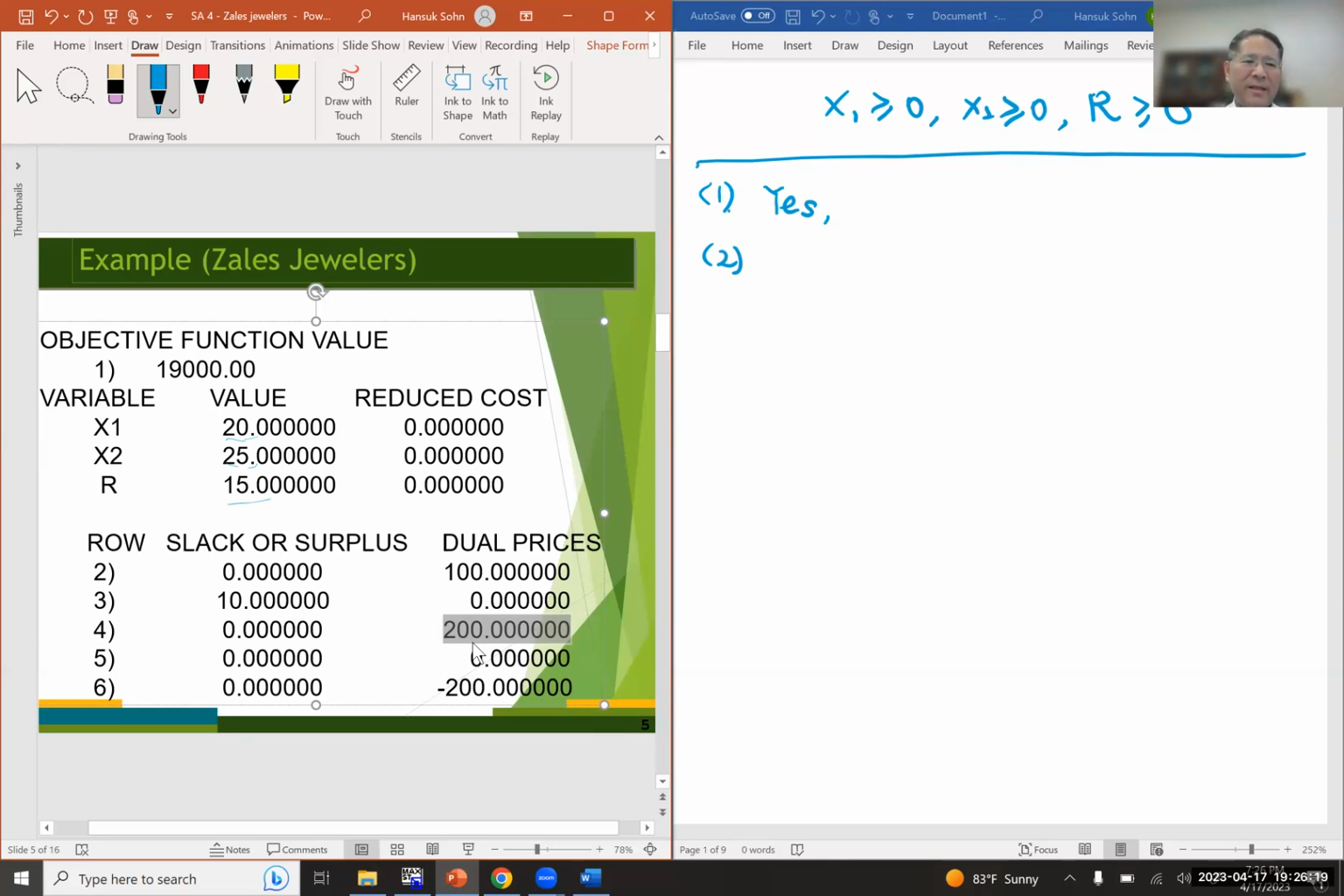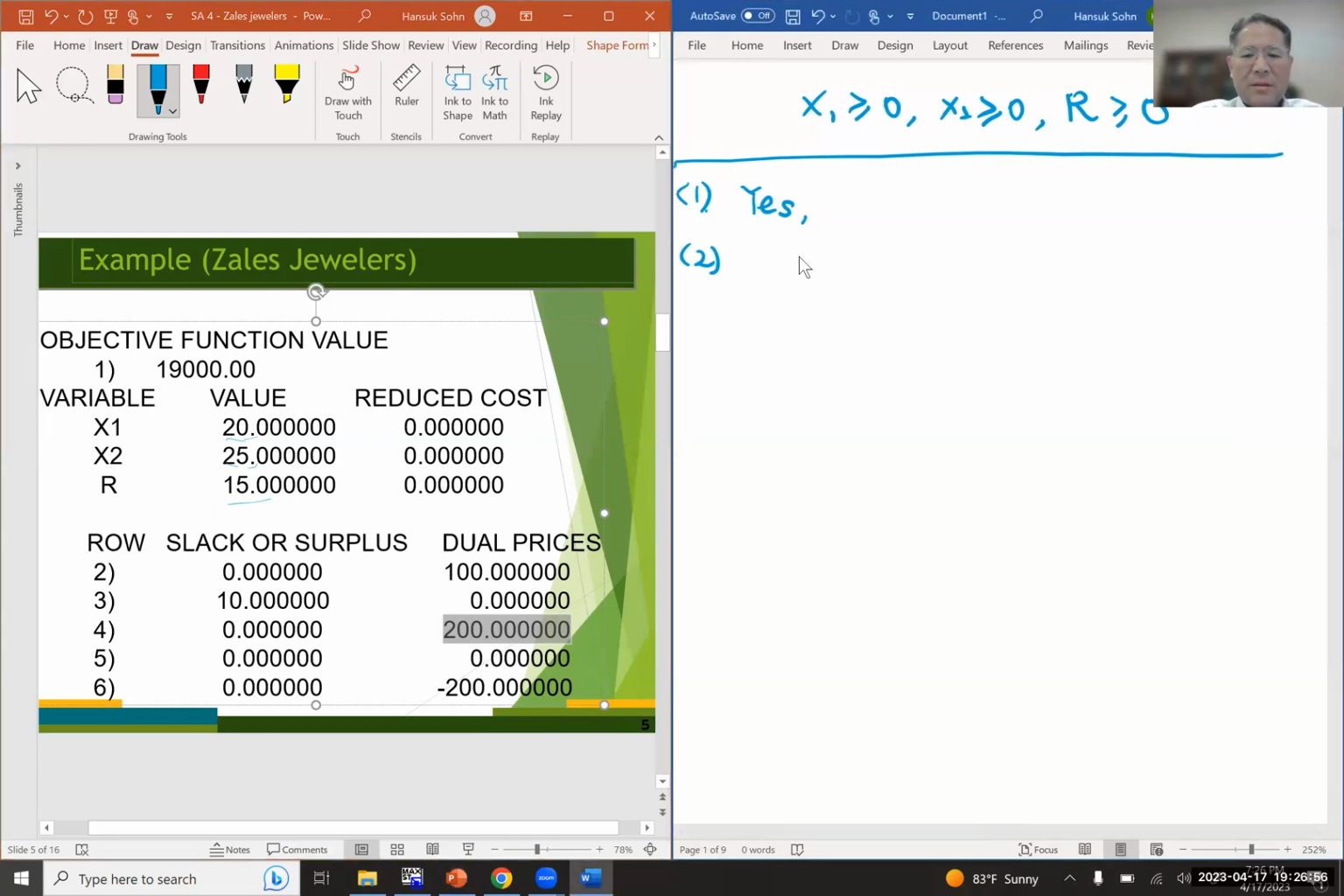So this tells us that if Zales pays exactly $200 for an additional labor hour, there would be no effect on their net profit, okay? In other words, the additional profit would be exactly balanced with the additional labor cost. So the ideal answer for this question is $200, okay? From this dual price. That's the $200, okay?